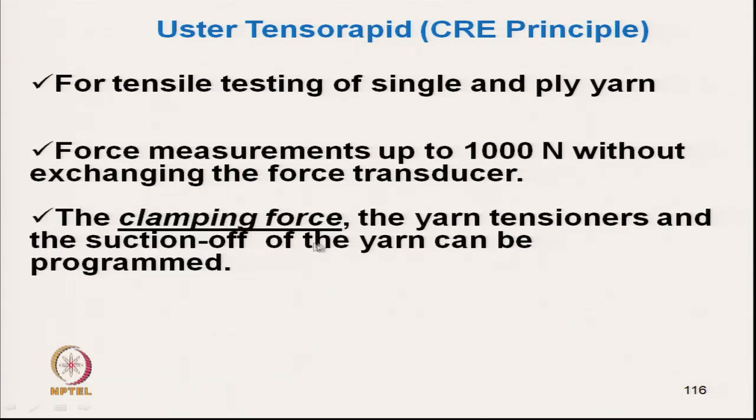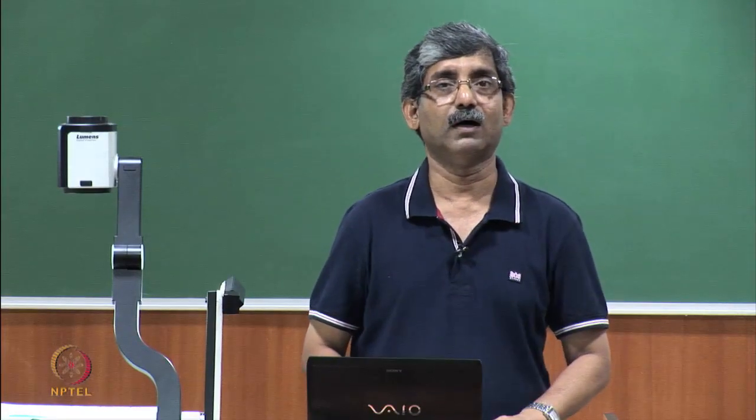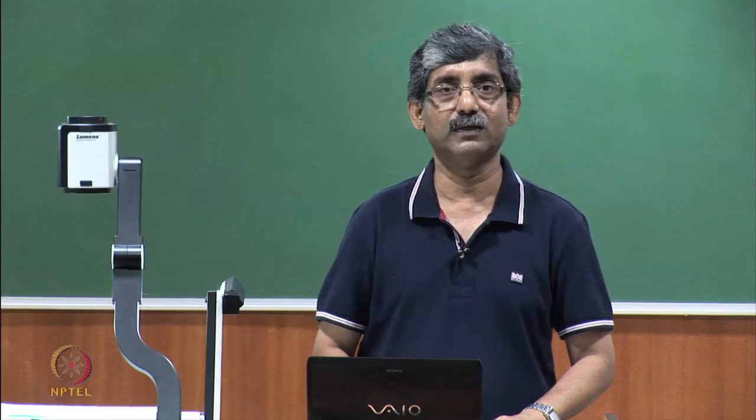The clamping force, the yarn tensioner and the suction off of the yarn can be programmed. Depending on the type of yarn, we can program the clamping force, the yarn tensioner, how much tension it has to put, and also the suction off of the yarn, that is, how quickly the test will be done, and that we can program here.